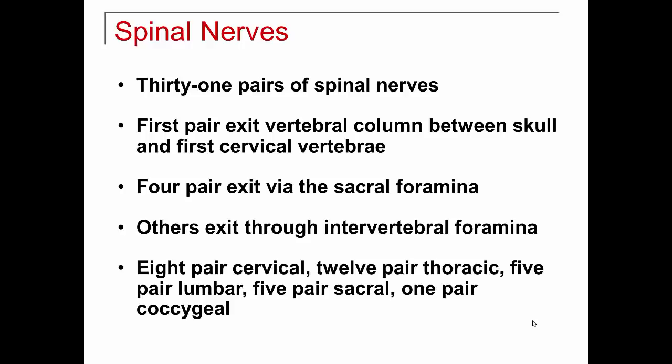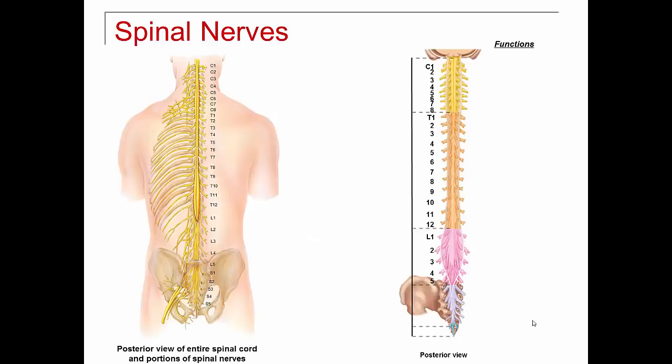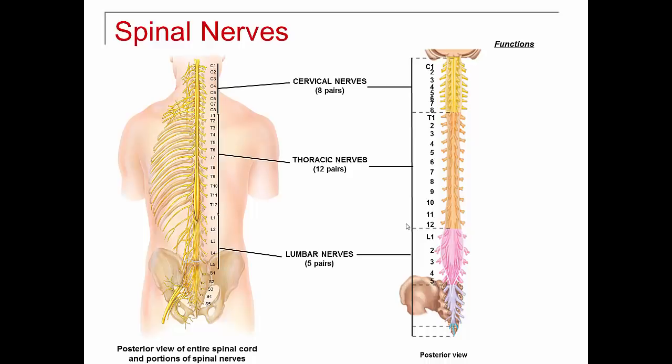This leaves us with 8 pairs of cervical nerves, 12 pairs of thoracic nerves, 5 pairs of lumbar nerves, 5 pairs of sacral nerves, and 1 pair of coccygeal nerves. These diagrams show the number of the spinal nerves, and they're numbered from the most superior to the most inferior in both the images. The image to the right also has color-coded the various regions of the spinal nerves. So we have 8 pairs of cervical nerves, 12 pairs of thoracic nerves, 5 pairs of lumbar nerves, 5 pairs of sacral nerves, and 1 pair of coccygeal nerves.